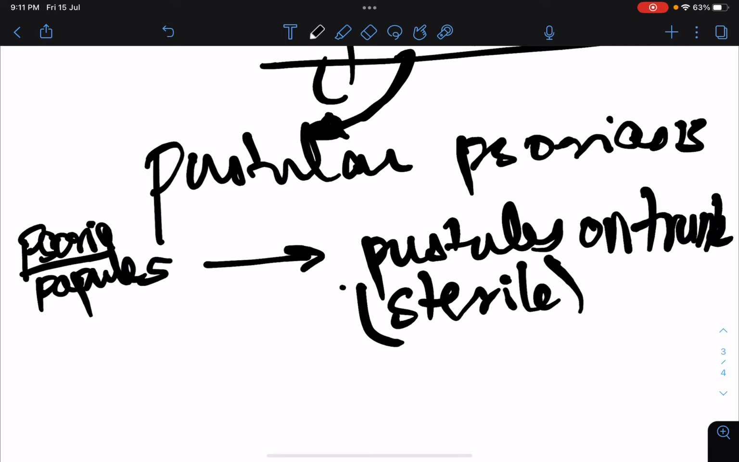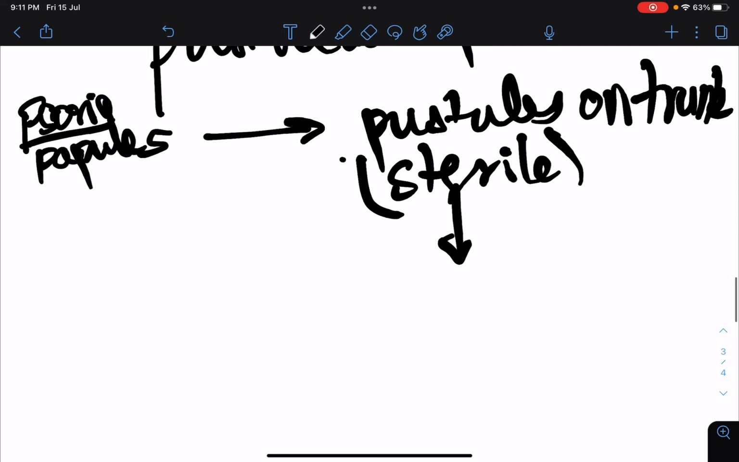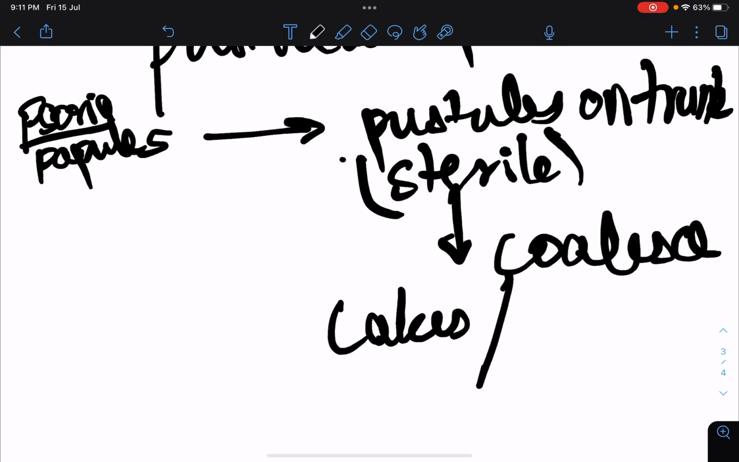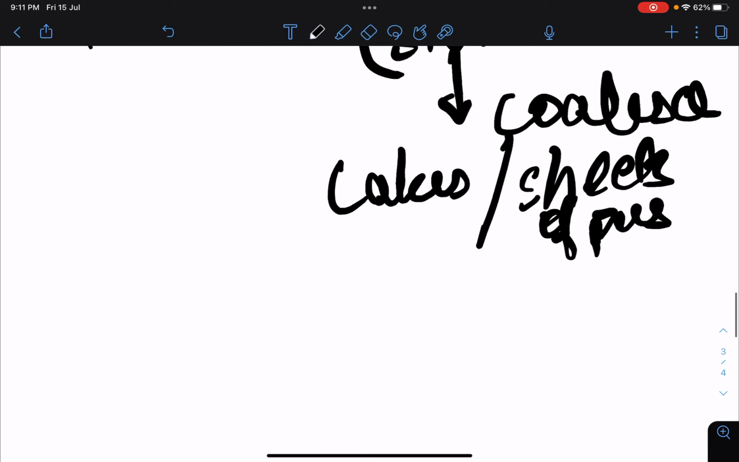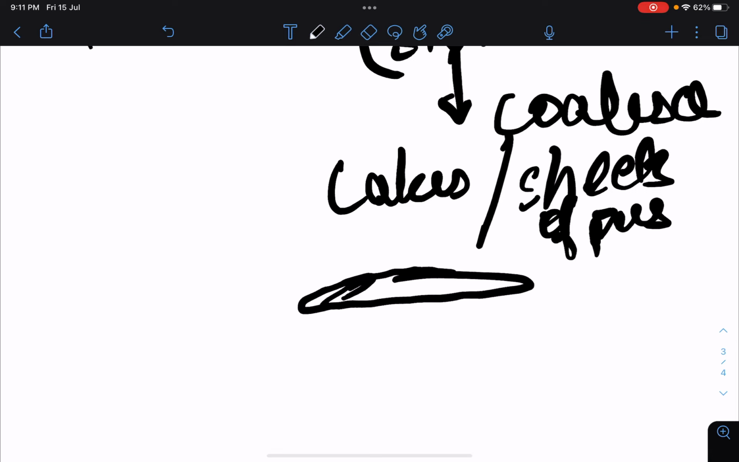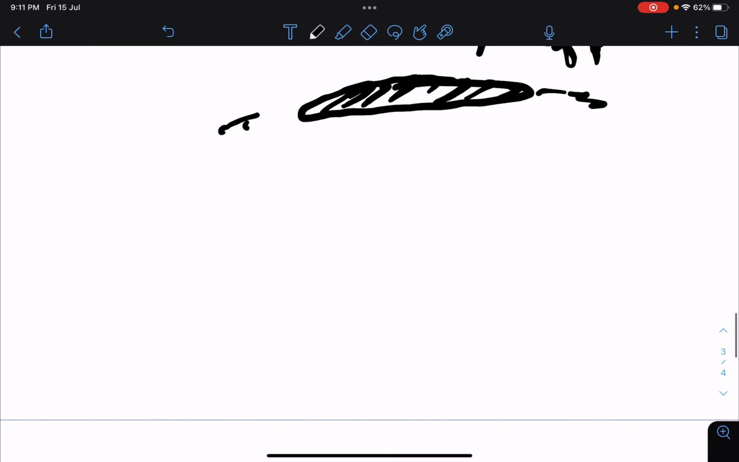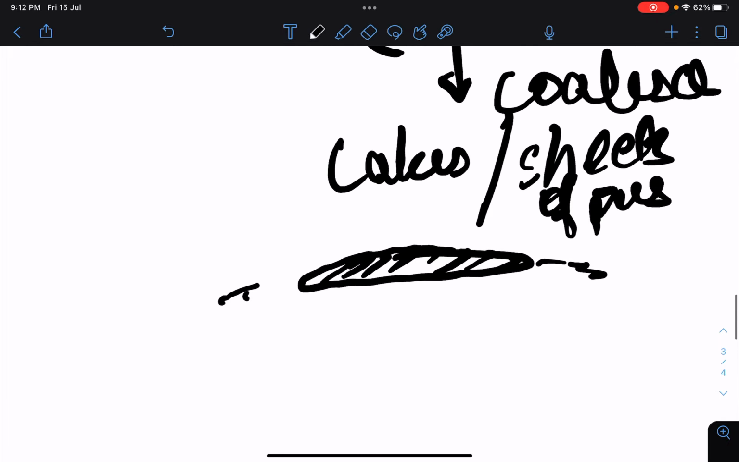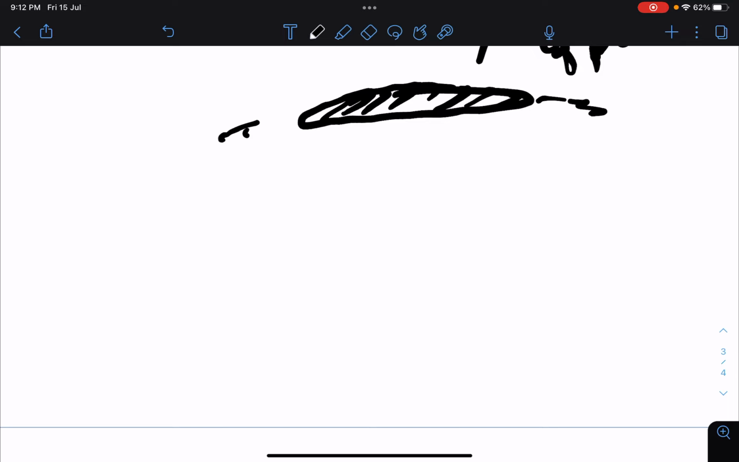These pustules later coalesce to form something called lakes or sheets of pus, very similar to those lakes of algae that are seen on the body. So you could see pus and lakes. Now the thing about it is that a very important MCQ could be formed from pustular psoriasis. In pustular psoriasis, you could have a generalized involvement of the body.